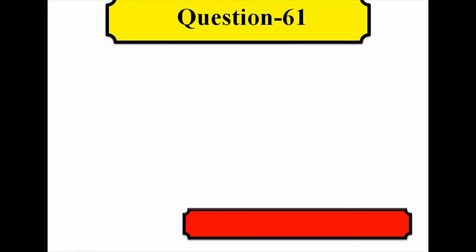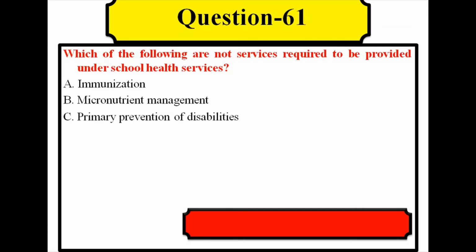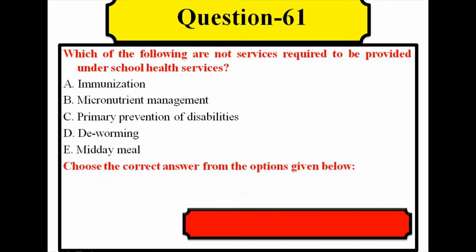Question 61. Which of the following are not services required to be provided under school health services? A. Immunization. B. Micronutrient management. C. Primary prevention of disabilities. D. Deworming. E. Midday meal. Choose the correct answer from the options given below.